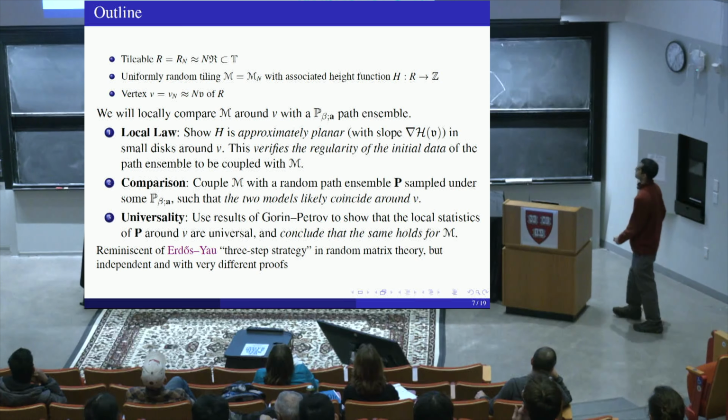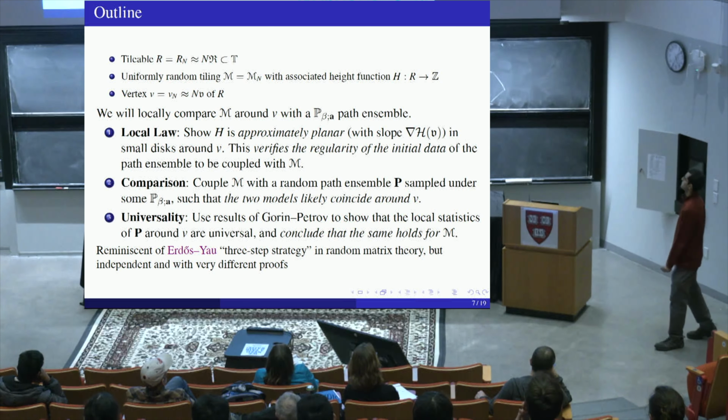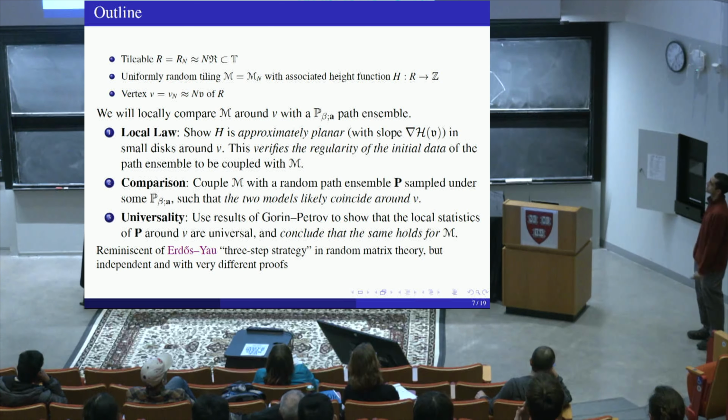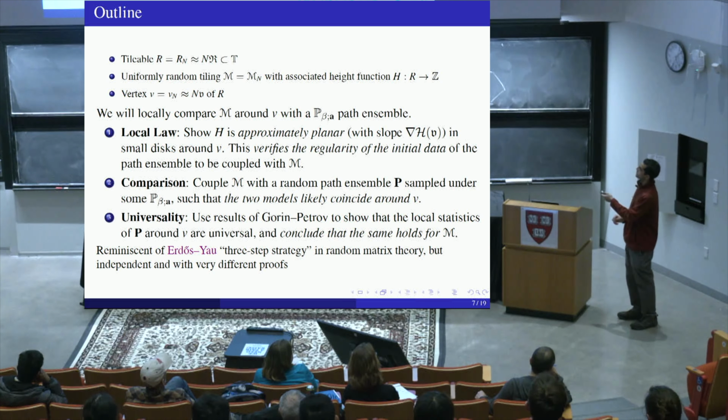So I should say that this is somewhat reminiscent of this 3-step strategy of Yau, who proved universality results in random matrix theory. It takes a significantly different flavor, though, because you have a matrix model in your case.